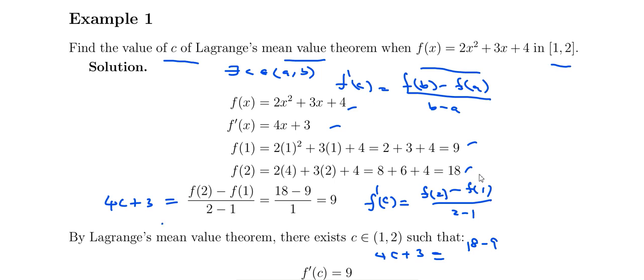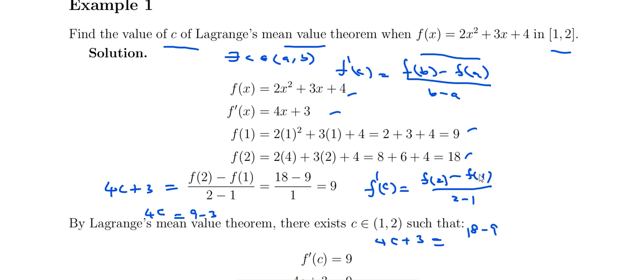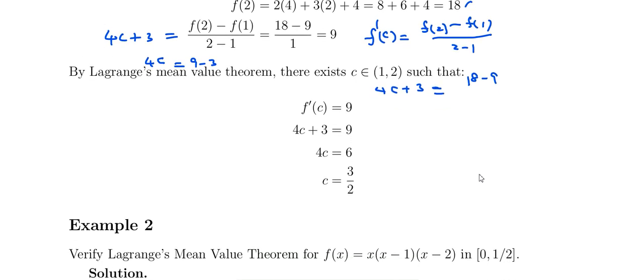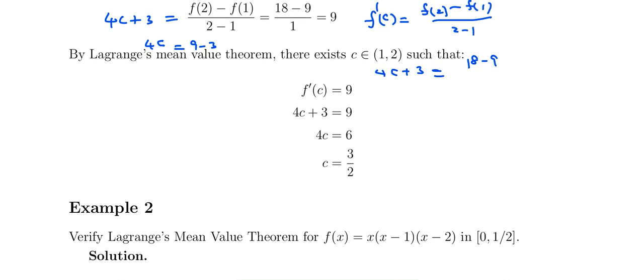So from this we can find c. 4c equals 9 minus 3, that is 6, so c is 6 by 4. Whereas c should belong to (1, 2). So 3 by 2 is 1.5, and this belongs to (1, 2). By the Lagrange mean value theorem, this belongs to (1, 2).